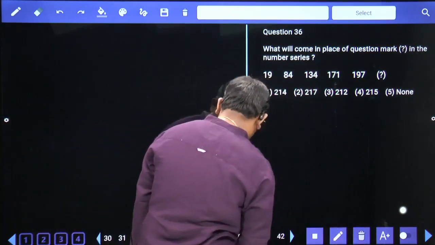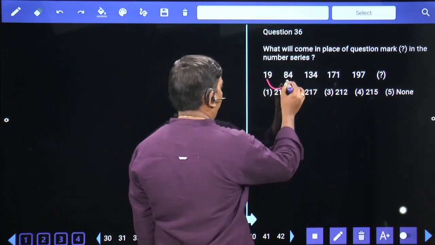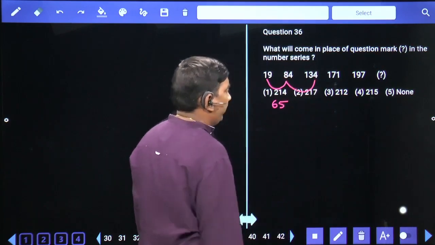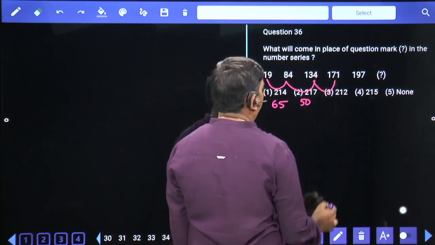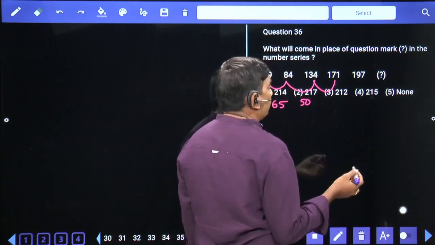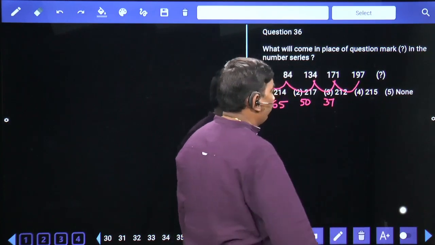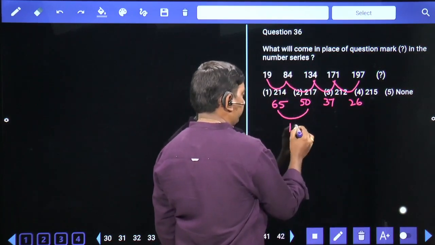Number series. 19 84 have a gap of 65. 84 134 means 50. 134 171. 16 plus 21, 37. 171 197 means 26. Again difference 15.